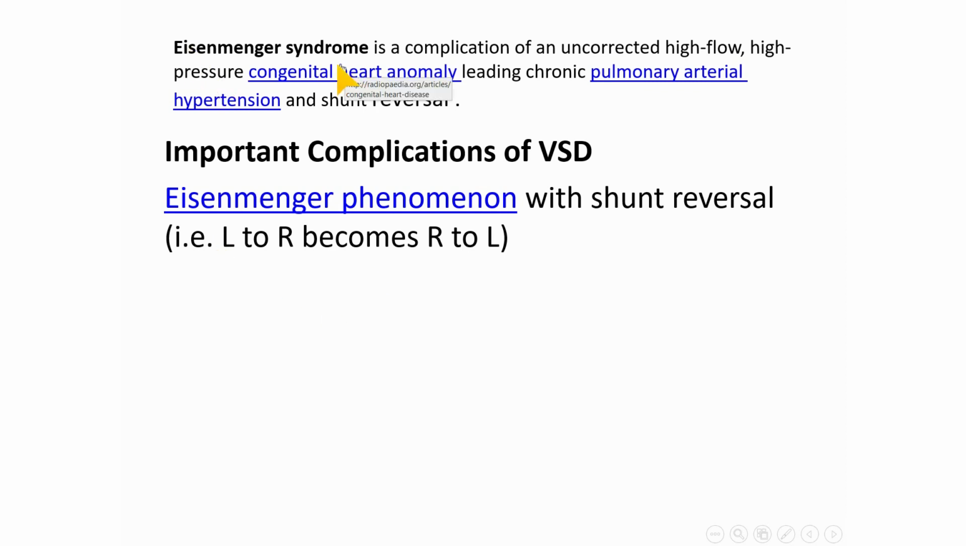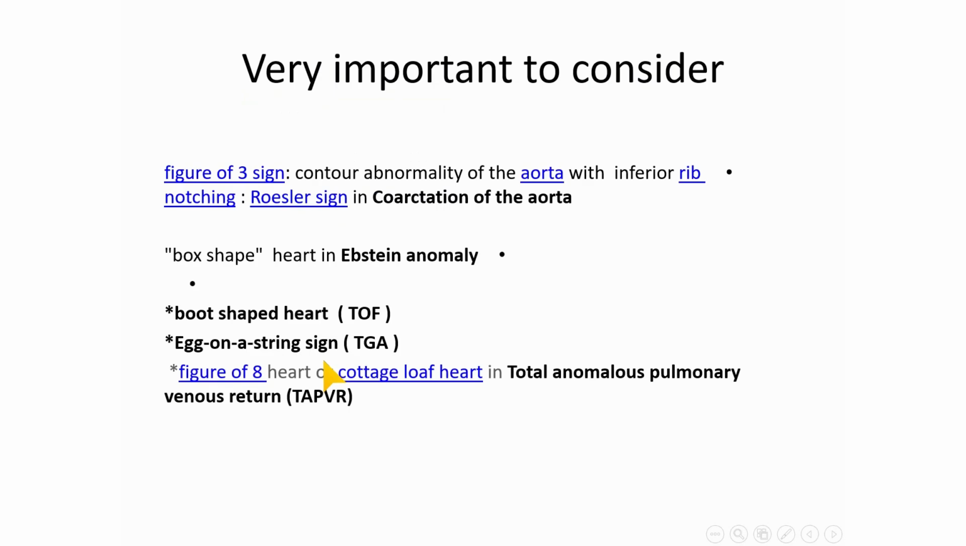There is a term, Eisenmenger syndrome. It's a complication of uncorrected high-flow, high-pressure congenital heart disease like chronic large VSD. This will lead to chronic pulmonary arterial hypertension and shunt reversal. It is an important complication of the large, chronic, high-flow VSD. It will cause the Eisenmenger phenomenon with shunt reversal. As we know, in a large VSD there will be a left to right shunt, while with chronicity it will cause a right to left shunt, from the right side to the left, because of pulmonary arterial hypertension. It's a dangerous phenomenon.